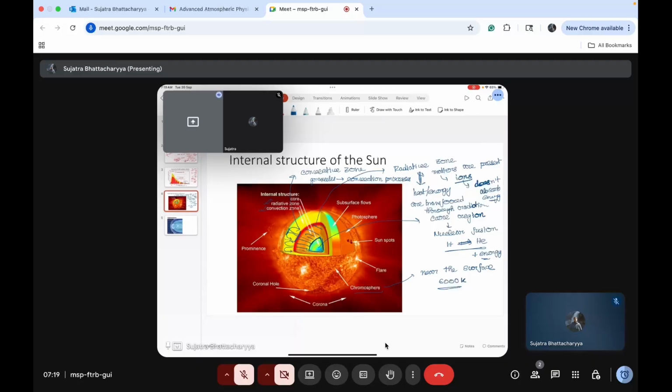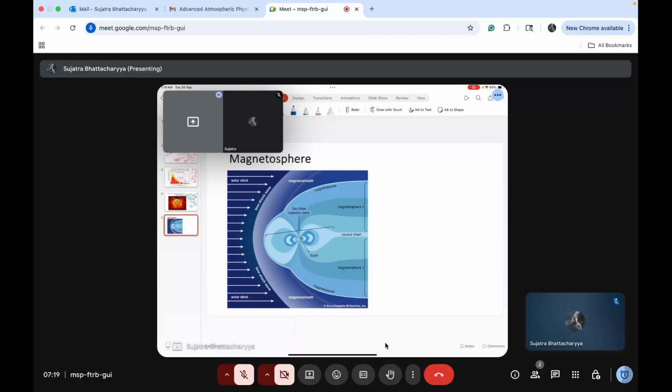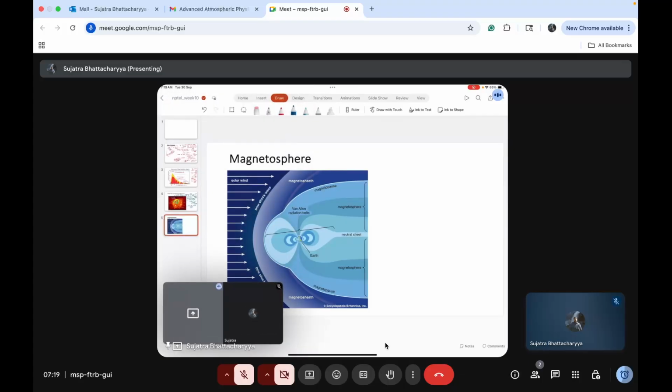Next is, before going to the airglow or aurora part, let me just see whether the Earth's magnetic field and all these things are mentioned or not. Okay, yeah, I think this is fine. Okay, let's talk about the Earth's magnetic field. I have written it as magnetosphere, so we can say here the Earth's magnetic field.